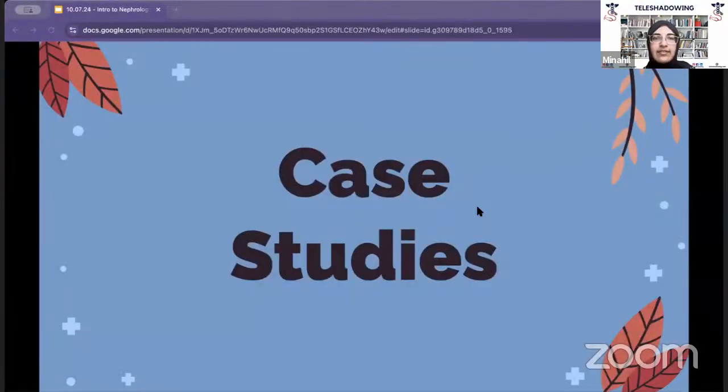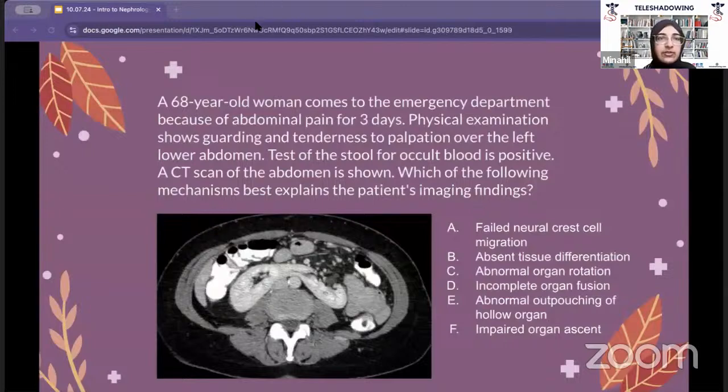So now that we have some understanding of congenital diseases under our belt, I wanted to go over a few case studies. So I'll read this out for everyone. A 68-year-old woman comes to the emergency department because of abdominal pain for 3 days. Physical exam shows guarding and tenderness to palpation over the left lower abdomen, and test of the stool for occult blood is positive, and a CT scan of the abdomen is shown. Which of the following mechanisms best explains the patient's imaging findings?